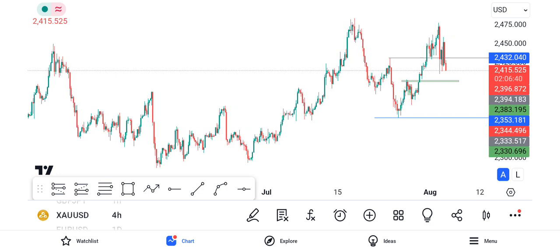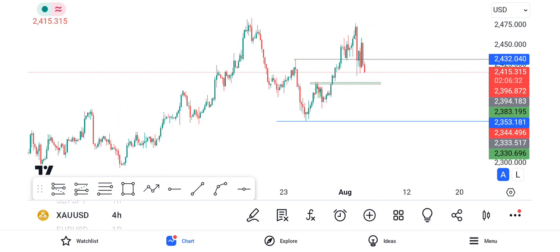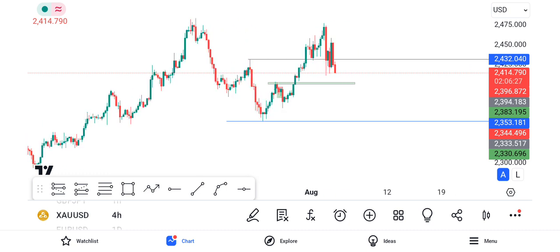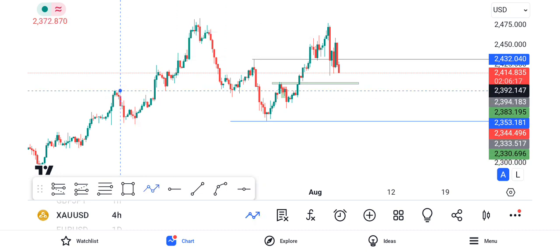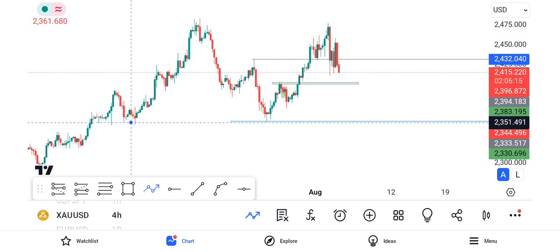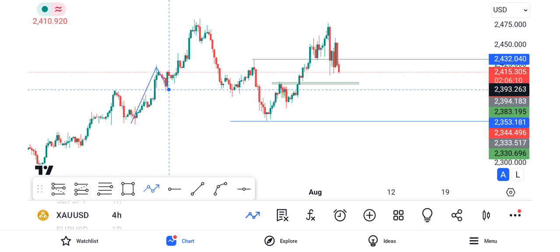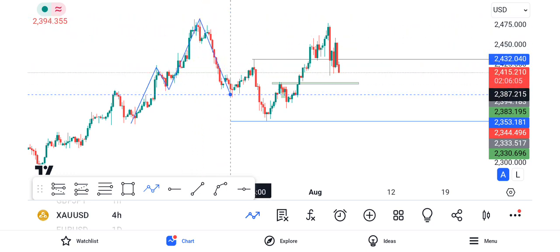Okay, here it is. On XAU/USD, the current trend is bullish on the 4 hour time frame. As you can see right here, this is a low, this is a high, a low, a high. Price breaks below this low. Yes.